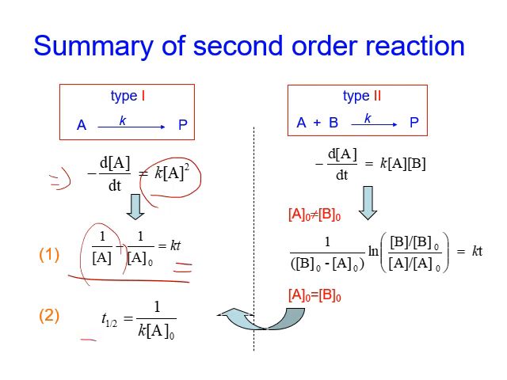The half-life is 1 over k[A]0. So half-life is inversely proportional to the initial concentration. For type 2, it involves two different substances. The differential equation is k[A][B]. Here is the integral rate law, which applies when the initial concentrations of A and B are different. If they are the same, then you go back to the type 1 second order reaction.